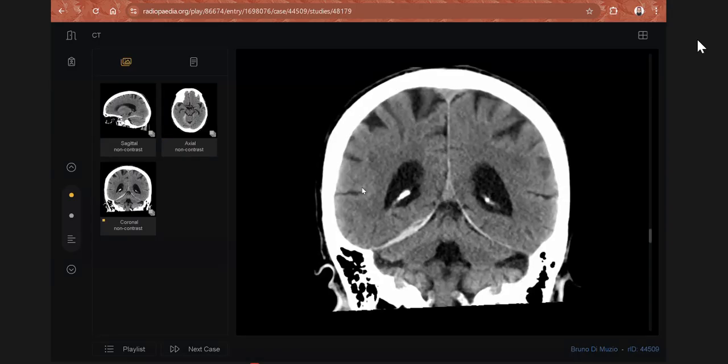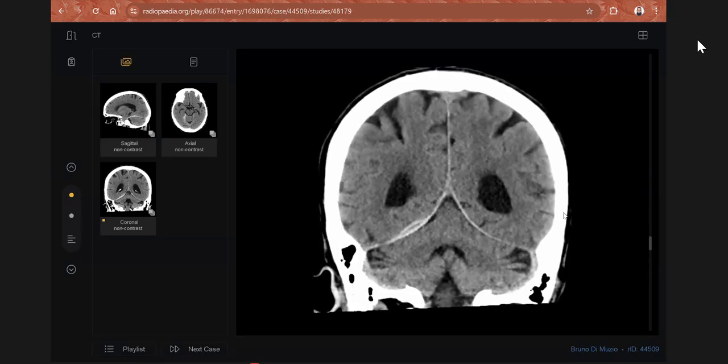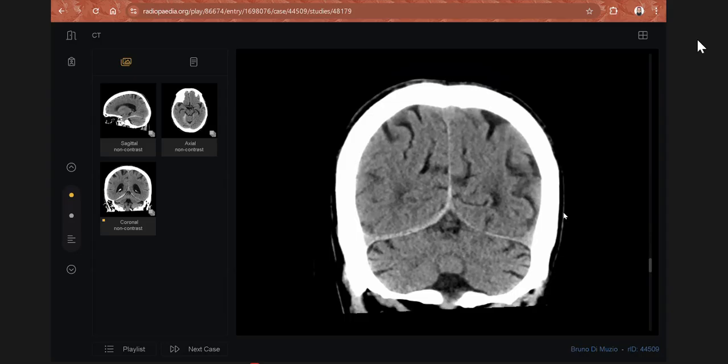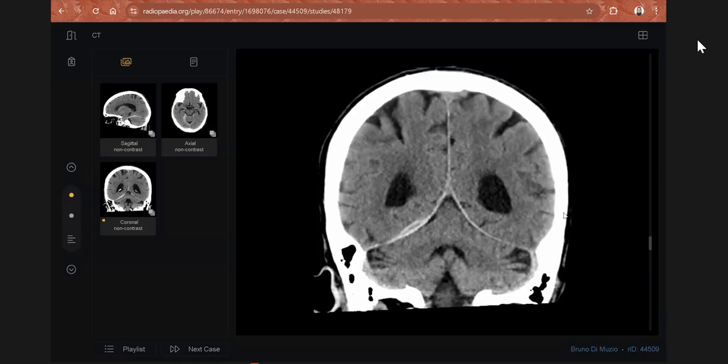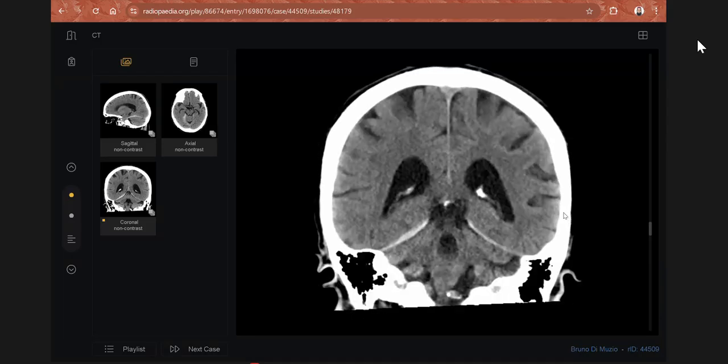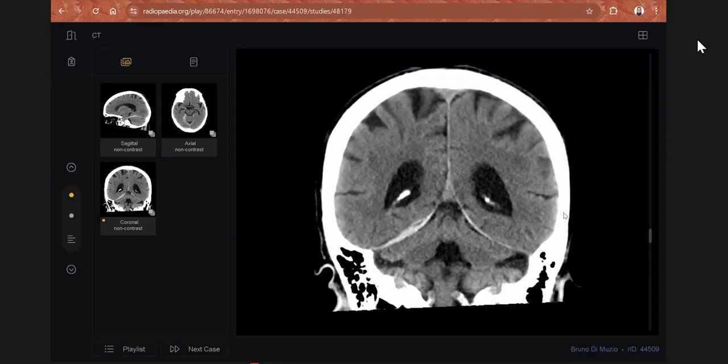Yes, sir. Again, I can appreciate the hyperdensity noted around the right tentorium. There is a subtle convex area noted along the tentorium cerebelli on the right side.